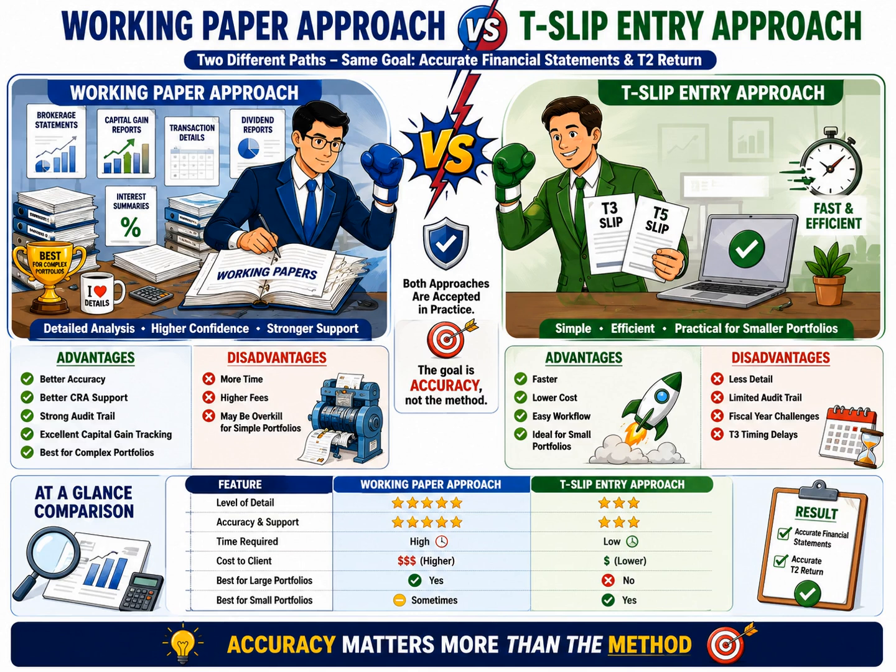Now let's look at the T-slip entry approach shown on the right. This method is designed to be simpler and more efficient. Instead of analyzing every transaction, the accountant primarily relies on T3 and T5 slips as the source documents.